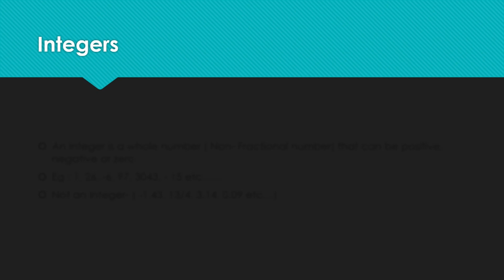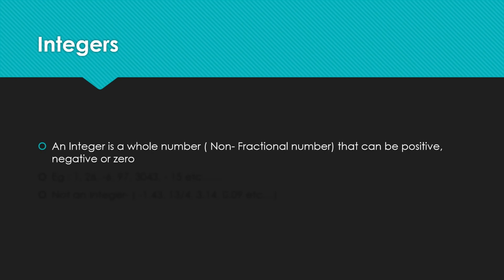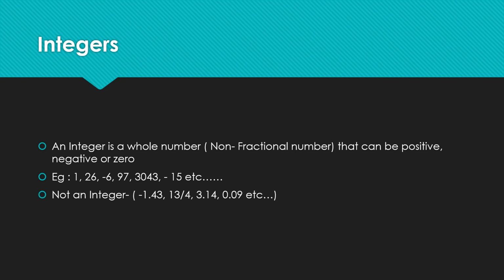Now we are going to see about integers. What is an integer? An integer is a whole number. It may be a positive number, a negative number, or zero. For example, 1, 2, 3, or 0, or minus 1, minus 2, minus 3. These are all called integers. Other examples are 126, minus 6, 97, 3043, 15, etc. A fractional number is not an integer.